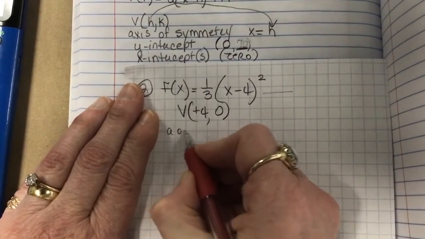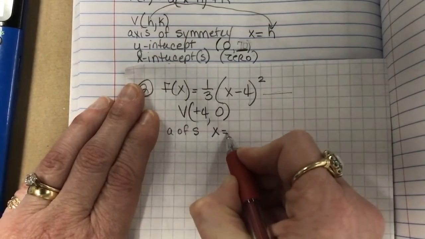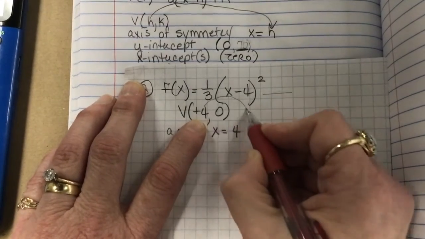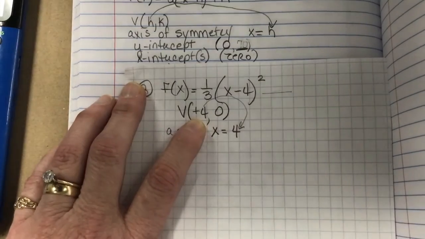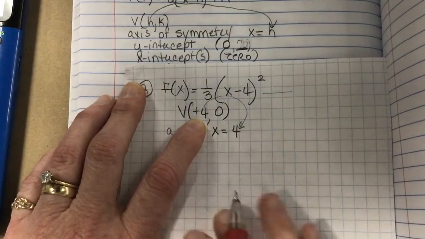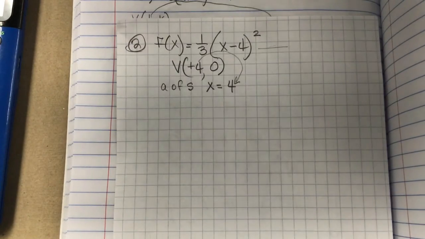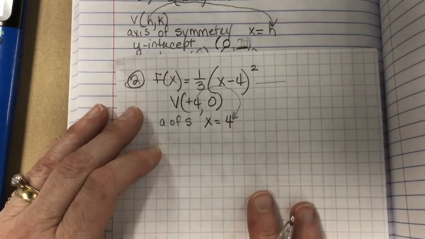What's the axis of symmetry? X equals 4. It's going to go through the x of the vertex. It's going to be the vertical line that goes right through that vertex. And then your points are symmetrical to the left and right of that vertex. All those points are going to be symmetrical.